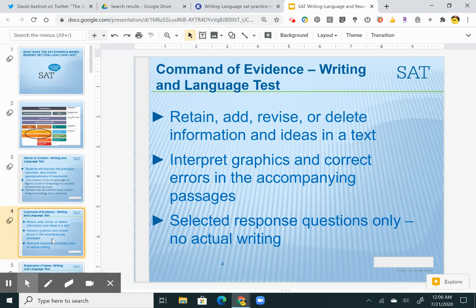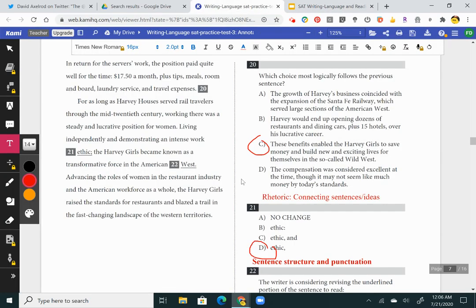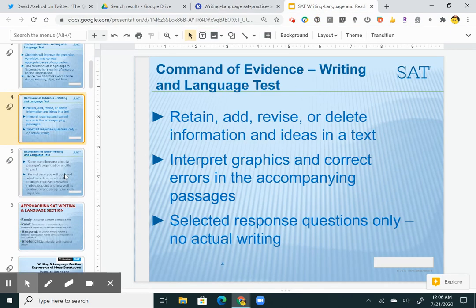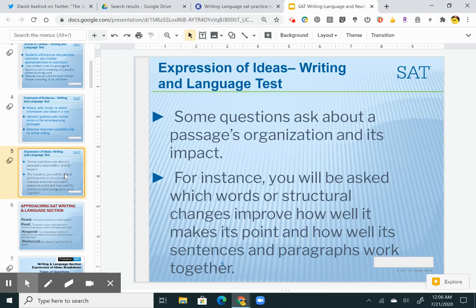These are selected response questions only. Here's an example of what they look like. There is no actual writing. There's a separate section for the writing that we'll talk about in subsequent lessons. So in the writing and language tests, some questions ask about the passage organization and its impact. For instance, you might be asked which words or structural changes improve how well it makes its point. These are the more difficult questions.